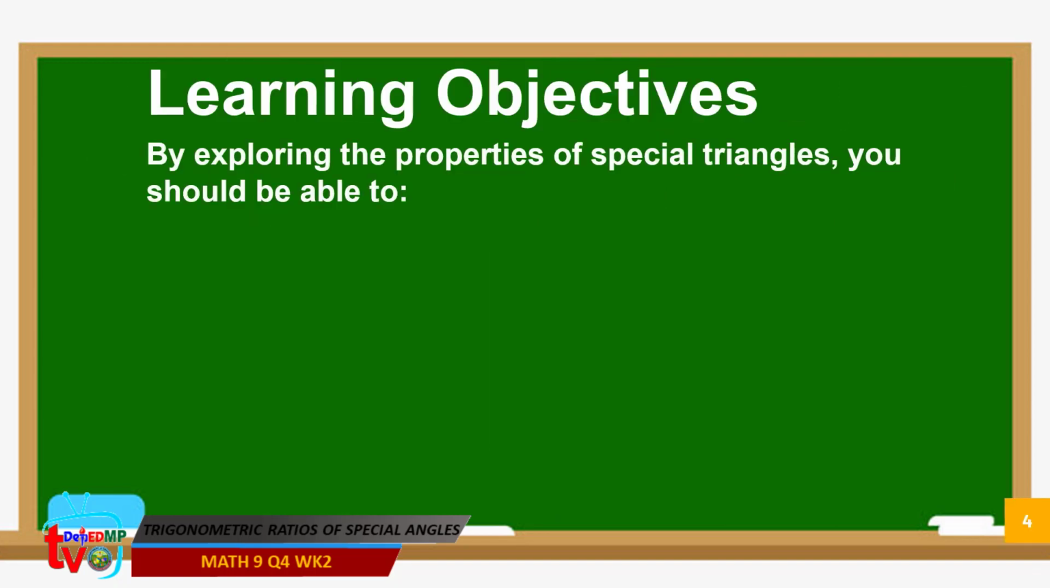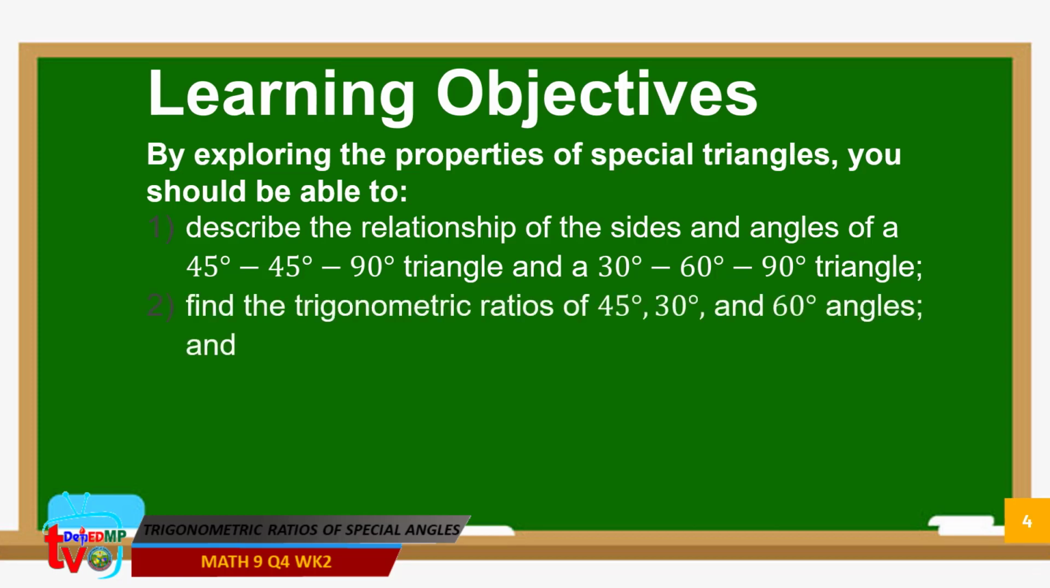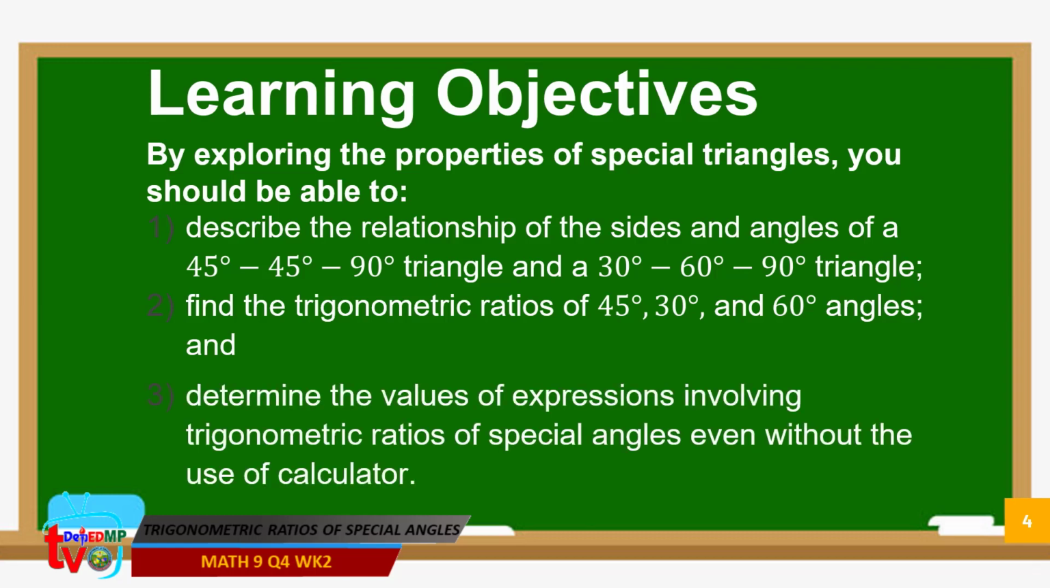In this week's lesson, we will explore the properties of special triangles and aim to describe the relationship of the sides and angles of a 45-45-90 triangle and a 30-60-90 triangle. Second, find the trigonometric ratios of 45-degree, 30-degree, and 60-degree angles. And third, determine the values of expressions involving trigonometric ratios of special angles even without the use of calculator.